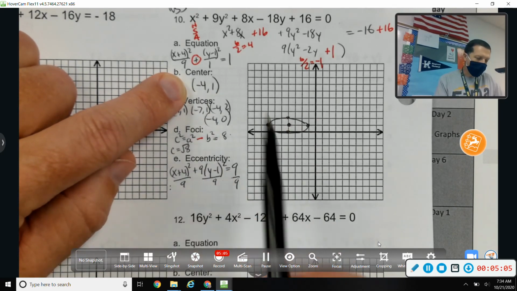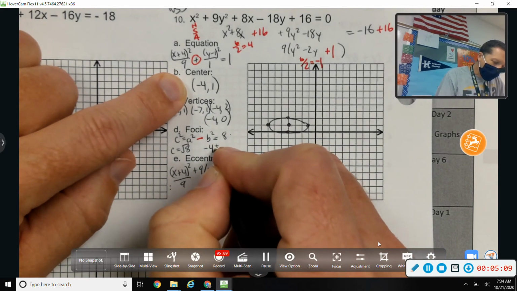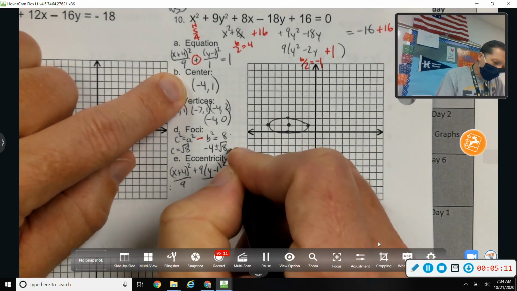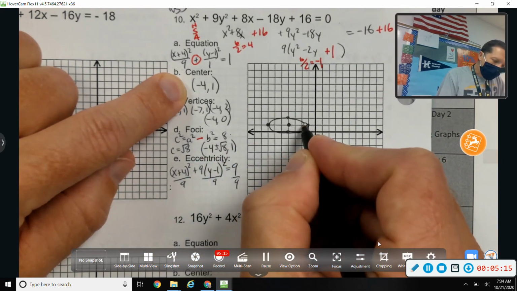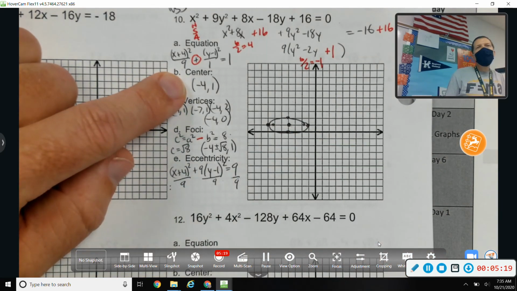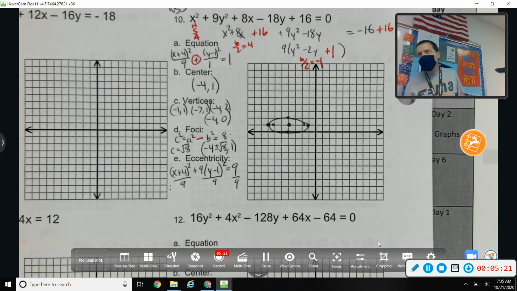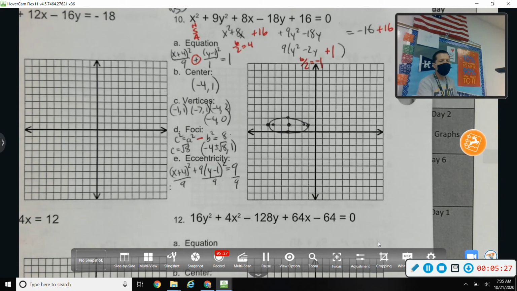So I started at negative 4, 1, but I want to change my x-coordinate by plus and minus the square root of 8. That would move me right and left square root of 8. You don't have to graph the foci, because usually they're weird square roots, but it might help you visualize where they are and help you write the points if you want to.